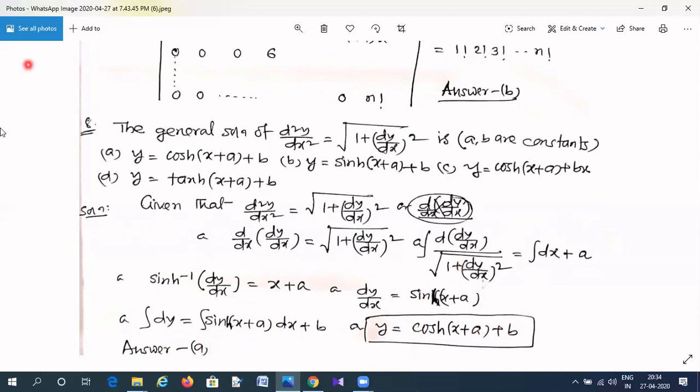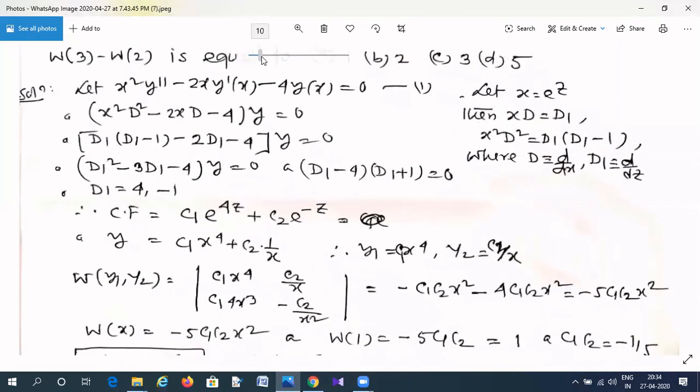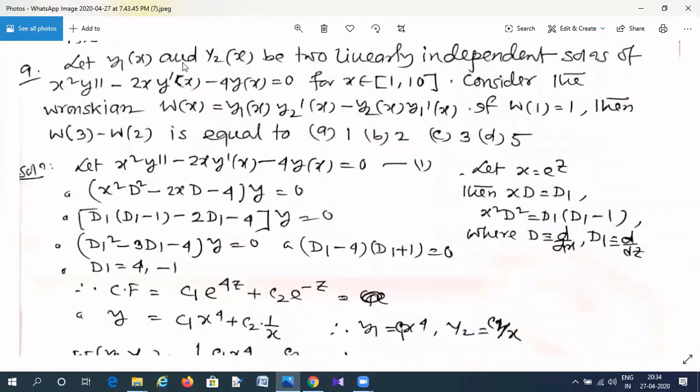And the last question, problem number 9, the last question of today's discussion, is: let y1(x) and y2(x) be two linearly independent solutions of this differential equation. The differential equation which is given is x square y double dash, that is the second derivative of y, d2y/dx2, minus 2x y'(x) minus 4y(x) is equal to 0 for x belongs to 1 to 10.